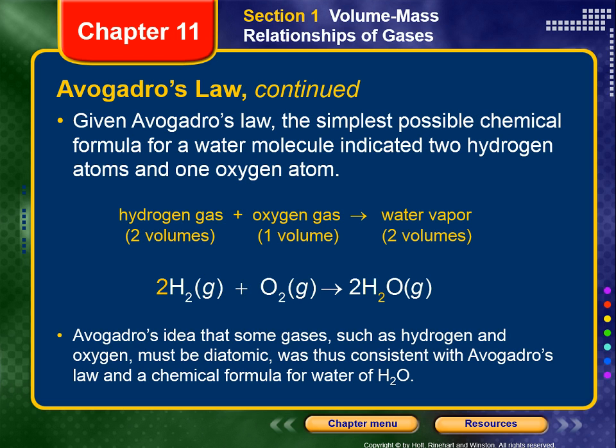So, given Avogadro's law, the simplest possible chemical formula for a water molecule was indicated by 2 hydrogen atoms and 1 oxygen atom, which we now know to be the case, H2O. But in order to make sure that the law of conservation of mass was satisfied, we had to now bring into play these coefficients to balance the chemical equations. Avogadro's idea that some gases, such as hydrogen and oxygen, must be diatomic was thus consistent with Avogadro's law and a chemical formula for water of H2O.